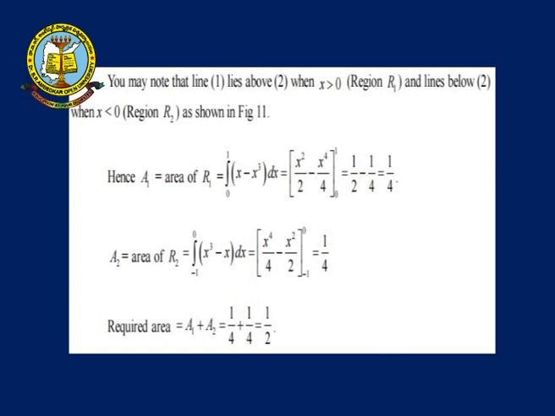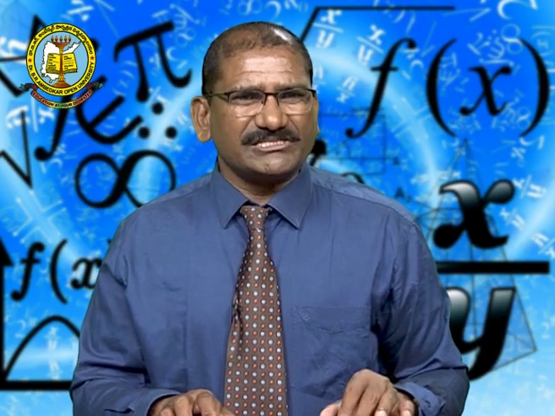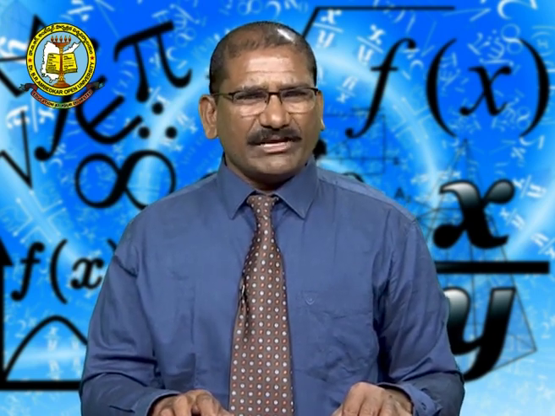So this is region 1, the first quadrant area, and the third quadrant area is region 2, so that 1 by 4 plus 1 by 4 equals 1 by 2. The last concept is the area enclosed between two given curves.